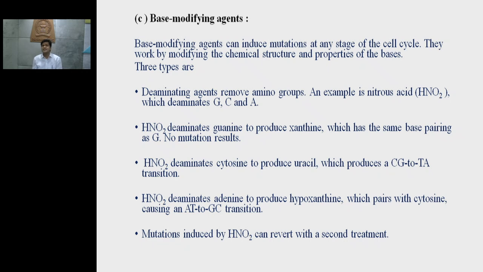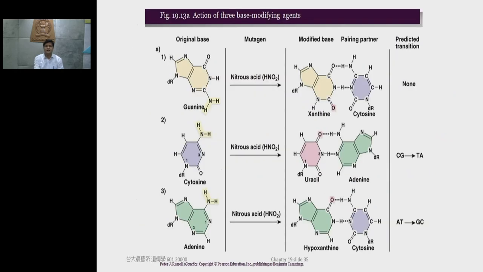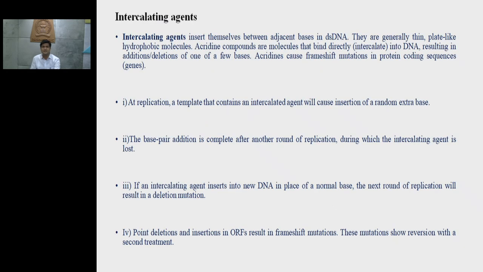Base modifying agents are also important. They work by modifying the chemical structure and properties of the base. One is nitrous acid, which deaminates a particular base. We can say guanine deaminates or modifies to xanthine, cytosine modifies to uracil, and adenine modifies to form hypoxanthine, and they form unusual or non-Watson-Crick base pairing, and it is a predicted transition kind of mutation.